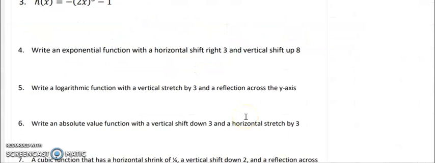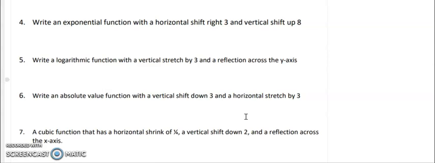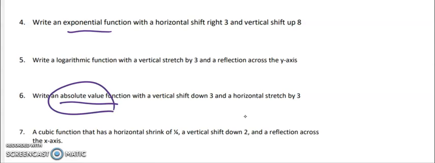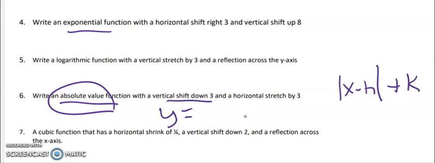All right? Then you may get some descriptions, and I'm asking you to write an equation. Pay attention to what the description is telling you. So this one says absolute value. So our absolute value is x minus h plus k out here. So we would say vertical stretch down 3. That's verticals on the outside. We shifted down 3. And then a horizontal stretch by 3.